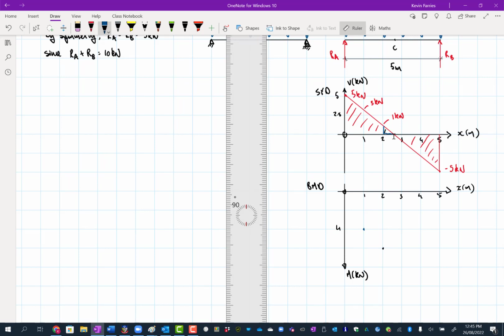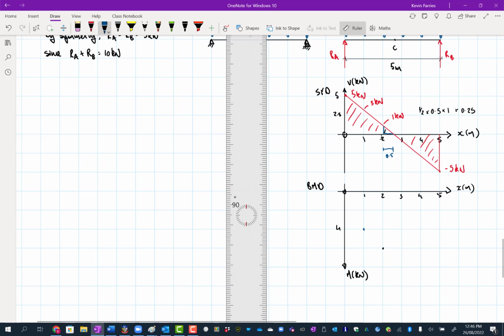Well, that must be a half a meter, 0.5. And so the area under there must be the area of a triangle, half times base, 0.5 times height is 1 kilonewton. So it's 0.25. And so between 2 and 2.5, it's changing by 0.25.